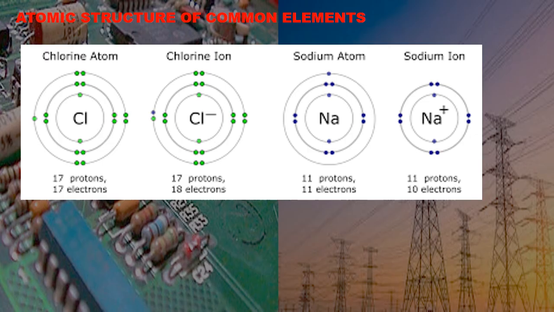When there is no balance, then this atom becomes an anion or cation.